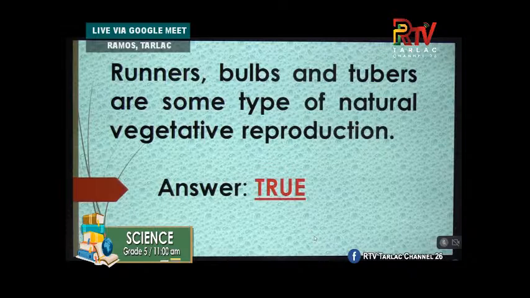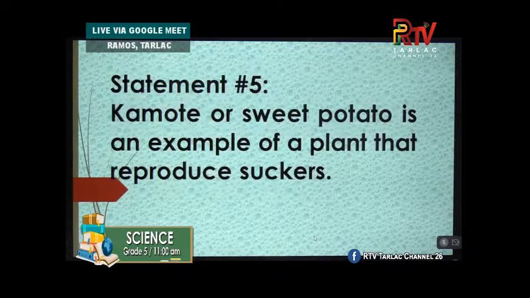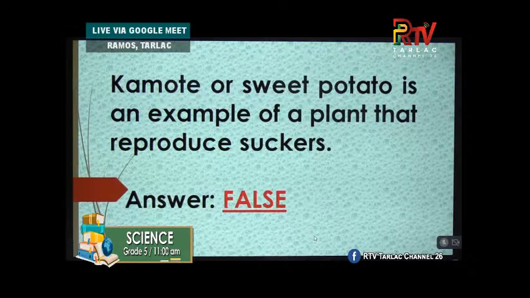For the last number, number 5, kamote or sweet potato is an example of a plant that reproduces suckers. I will repeat. Kamote or sweet potato is an example of a plant that reproduces suckers. What is your answer? Correct. False. Why? Excellent, kids, because kamote is an example of a tuber plant. Did you get all the correct answers, children? Congratulations! You did a great job!